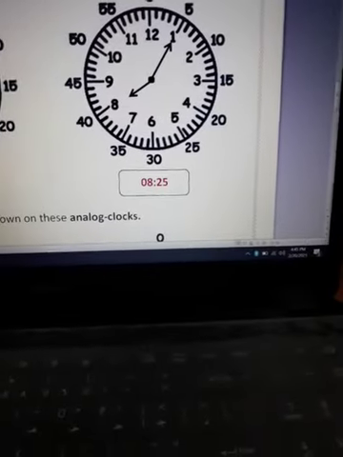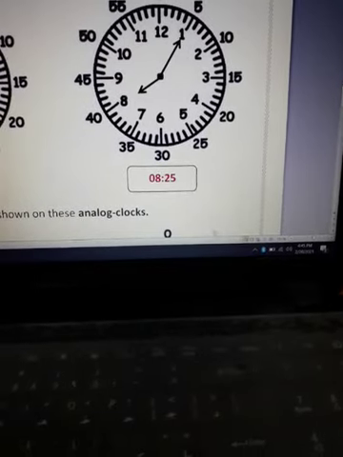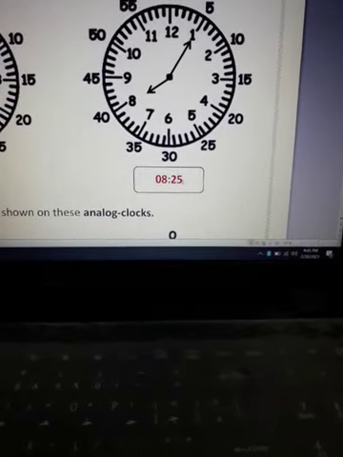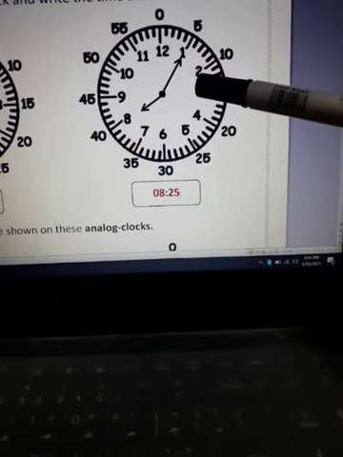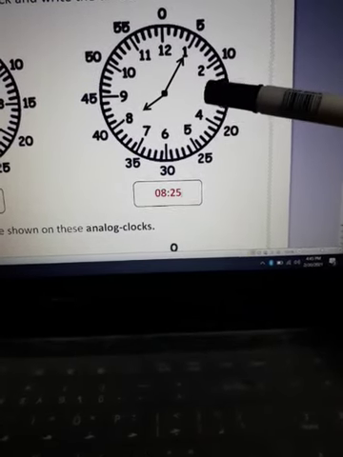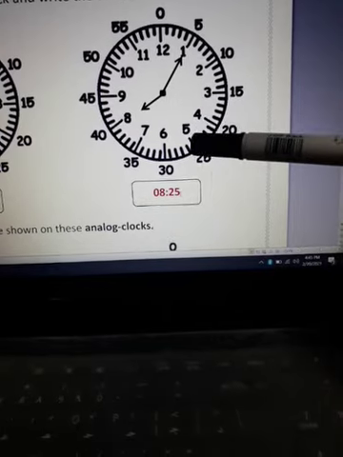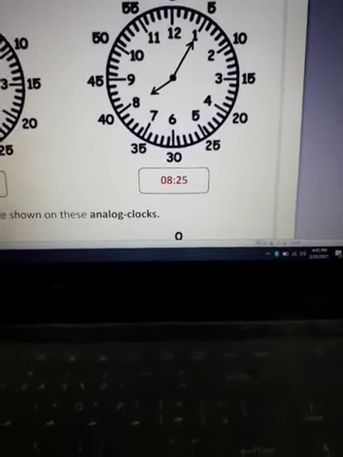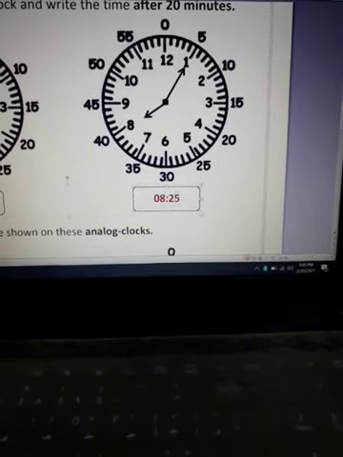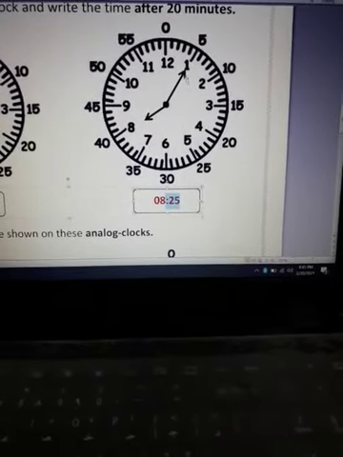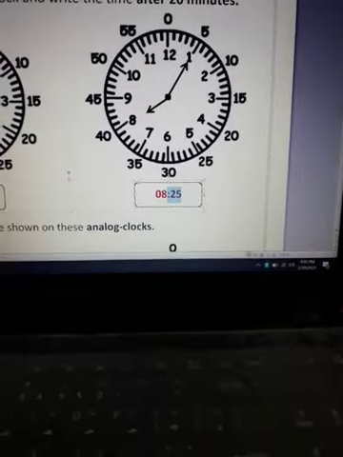Now this is 8:05. Check the number. Here is the 5. That means 1 to 2 is 5 minutes, 2 to 3 is 5 minutes, 3 to 4 is 5 minutes, 4 to 5 is 5 minutes. So the answer is 8:25. Just remember, if it is after, you just add. It is 8:05, 5 plus 20, how much? 25. You can do it this way.